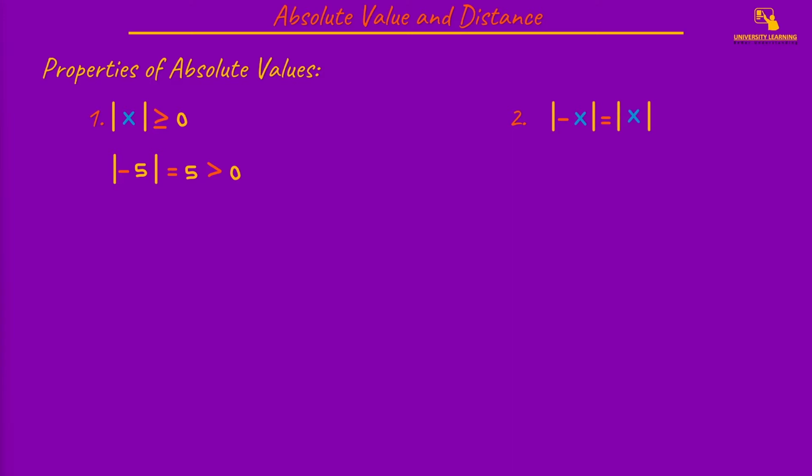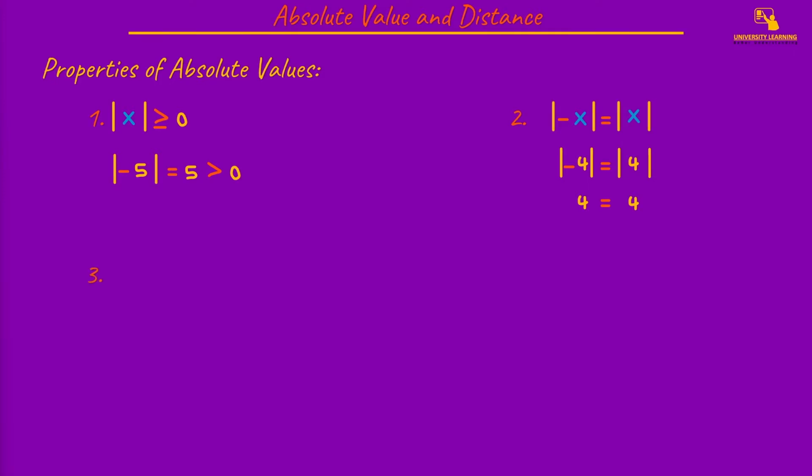So let's have an example. Let's say that you have the absolute value of negative 4, which equals 4. And it will be equal to the absolute value of 4, which also equals 4. And this will be the second property of the absolute value.